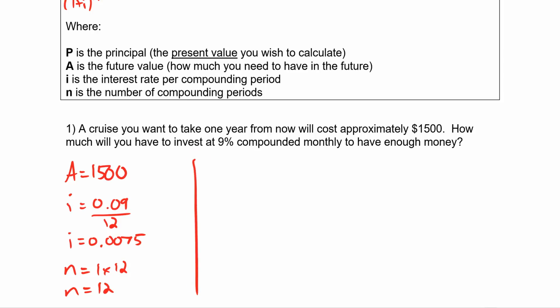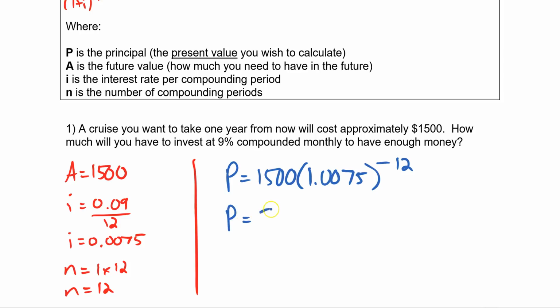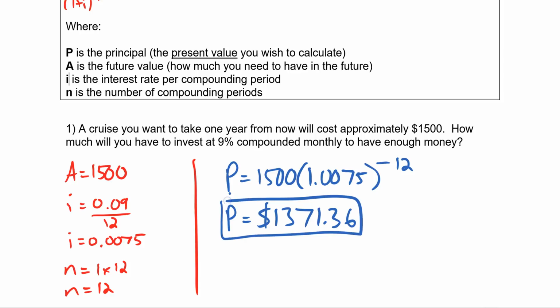So when I put my formula together, P equals 1,500 times 1.0075. So this looks pretty much the same, but the difference now is going to be to the power of negative 12. This will give us an answer of $1,371.36.